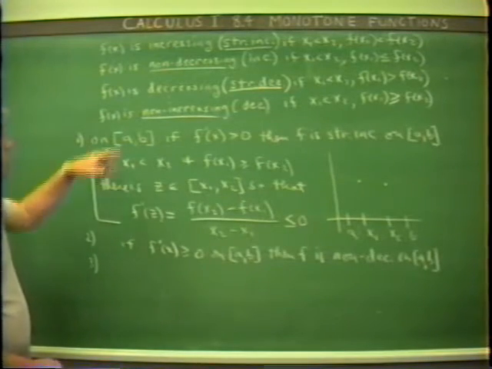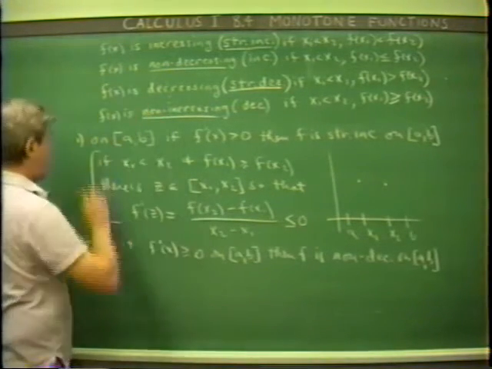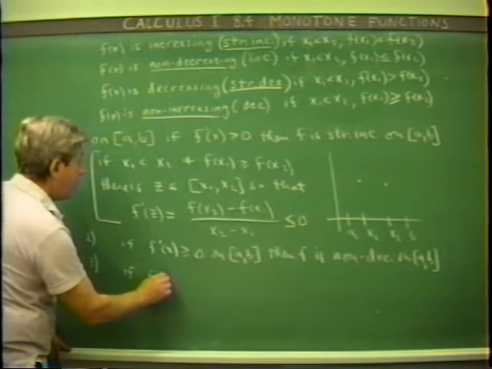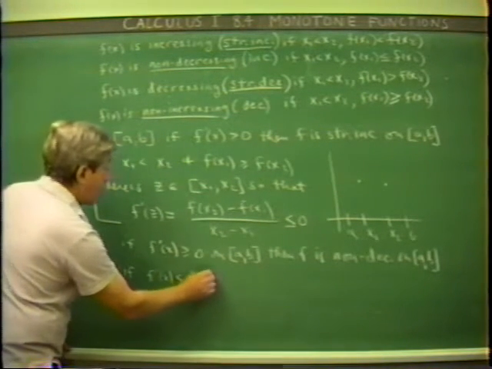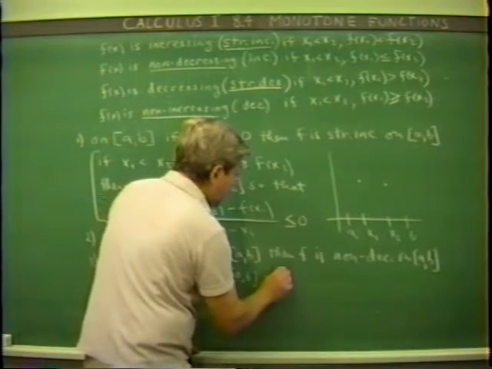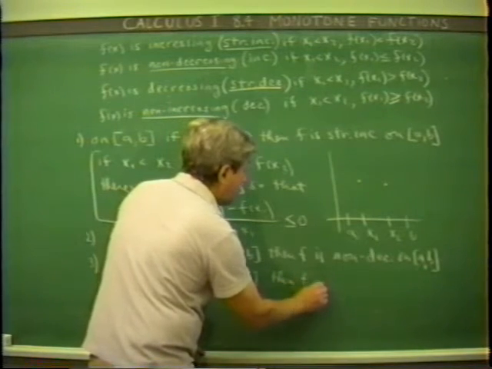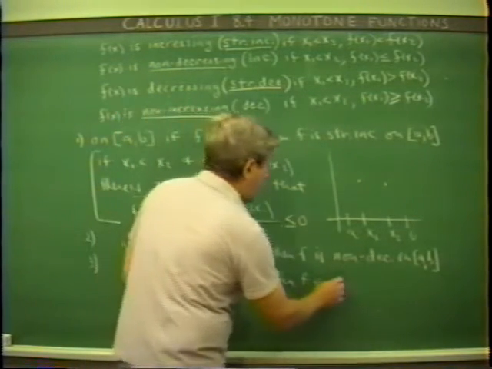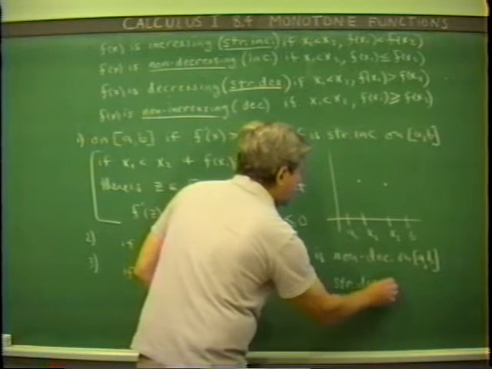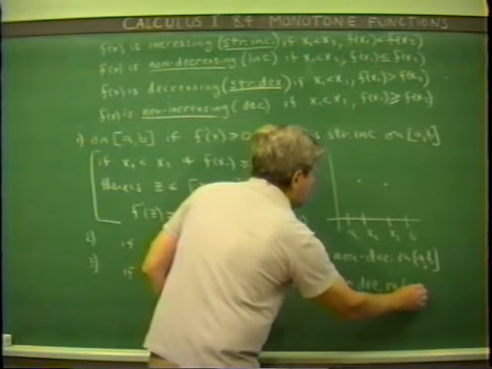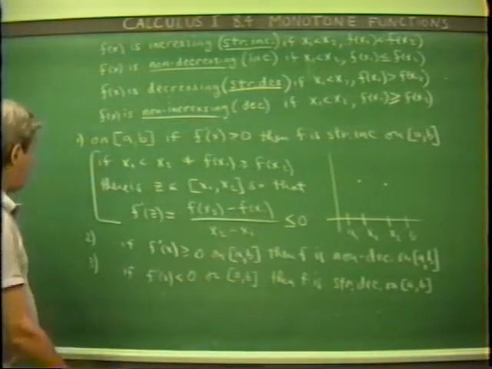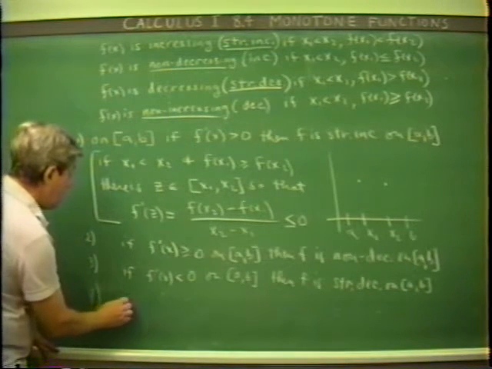The reverse results for strictly decreasing and non-increasing functions hold here. That's to say, if f prime of x is less than 0 on AB, then the function must be heading downward. Then f is strictly decreasing on AB. Right? If it's strictly less than 0, then it's strictly decreasing.